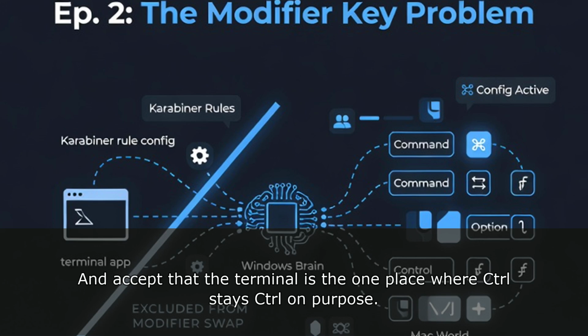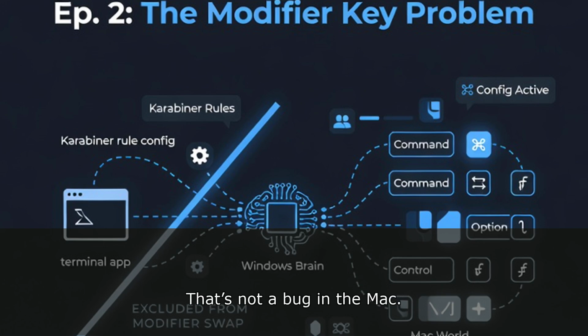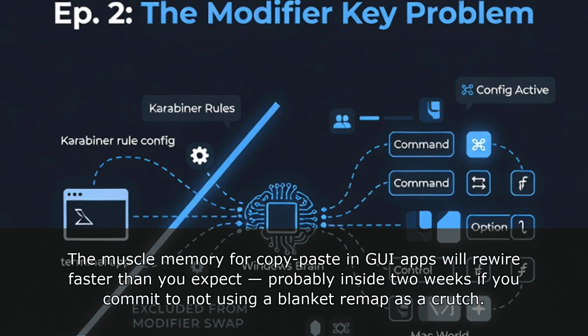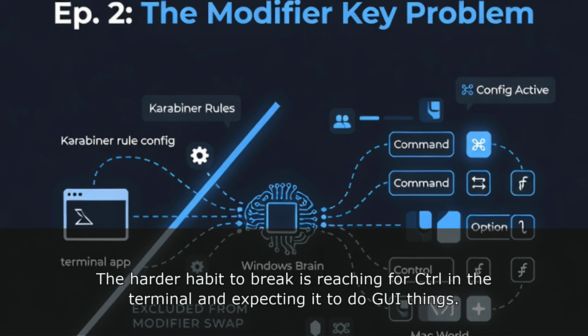That's not a bug in the Mac. That's Unix. The muscle memory for copy-paste and GUI apps will rewire faster than you expect. Probably inside 2 weeks if you commit to not using a blanket remap as a crutch. The harder habit to break is reaching for Ctrl in the terminal and expecting it to do GUI things. It never did. You just never noticed before.